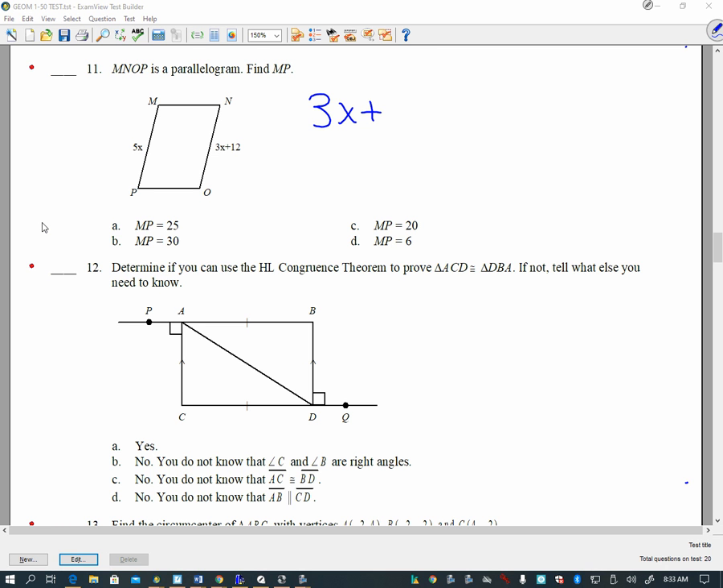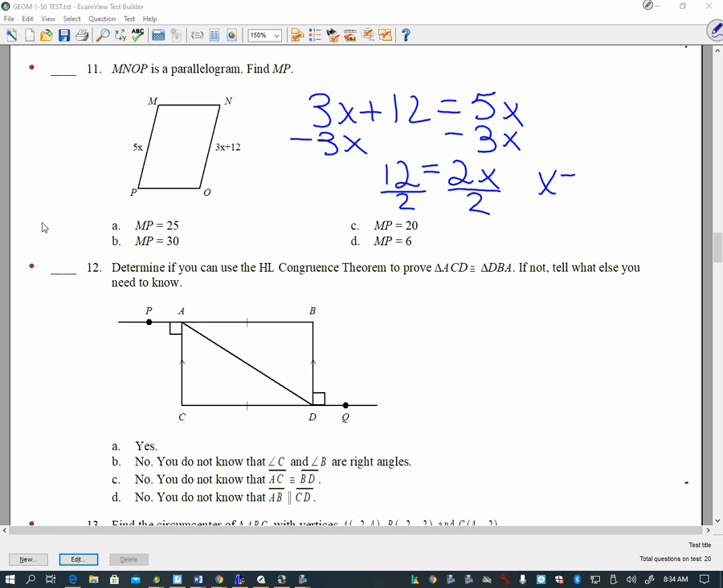3x plus 12 equals 5x. Good. What do you want to do after that, Bella? Tell me how to do that. Subtract what? All right, subtract 3x from both sides to get the x's together. So that's going to give me 12 equals what? 2x. And then divide by 2 to get the 2 to the other side. What does x equal? X equals 6.